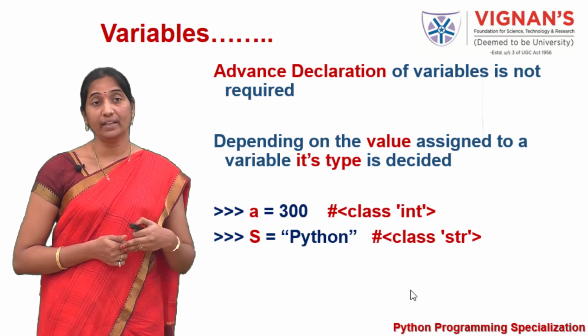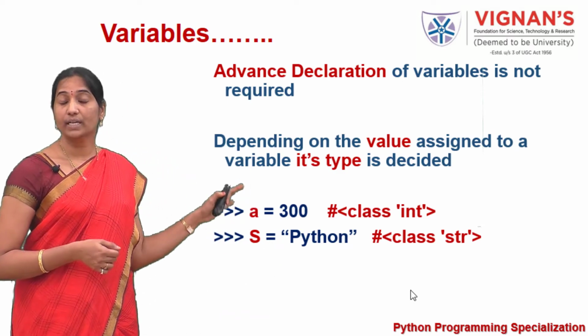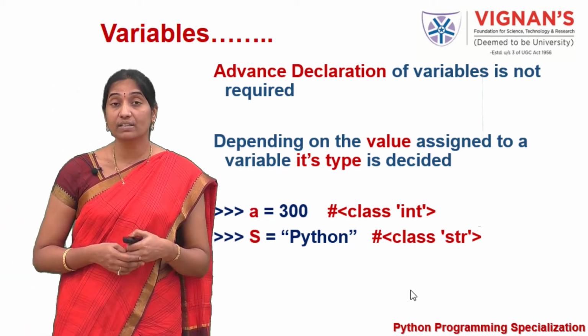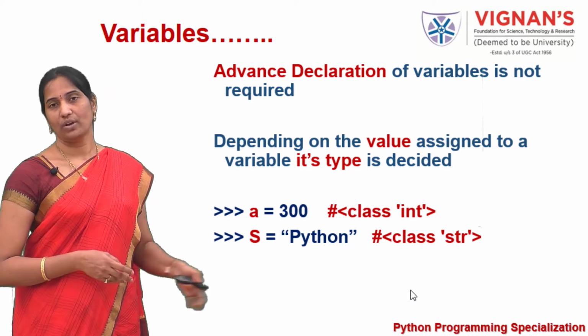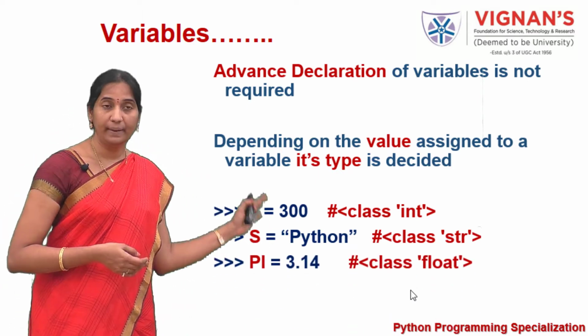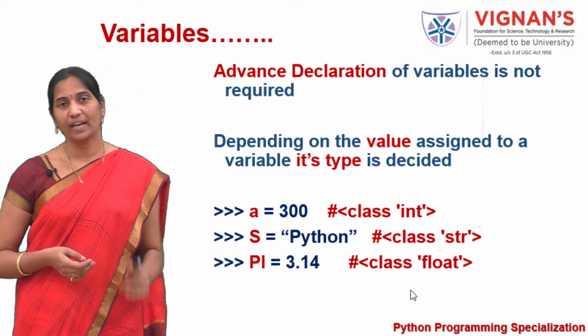Now I am creating another variable s equal to Python, which indicates that you are storing a string value into the variable s, so s is a variable of type string. Now I am creating another variable pi equal to 3.14. Depending on the value assigned to pi, pi is considered a floating point type variable.